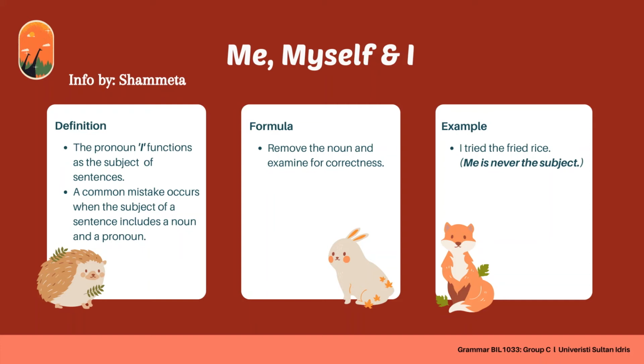A common mistake occurs when the subject of a sentence includes a noun and a pronoun. For example, "Me tried the fried rice." As we all know, me is never the subject. So the right sentence is, "I tried the fried rice." And the formula that we need to use to avoid this kind of mistake is to remove the noun and examine for correctness.